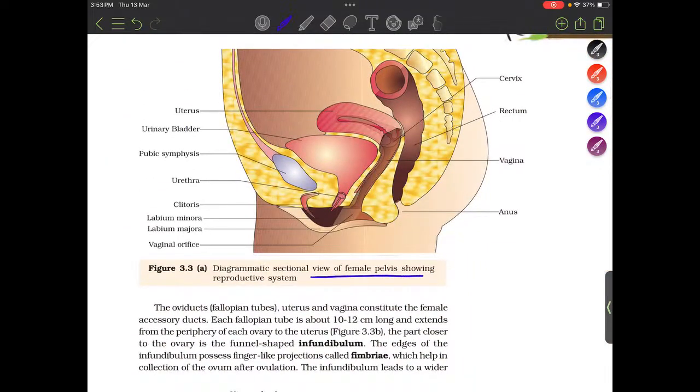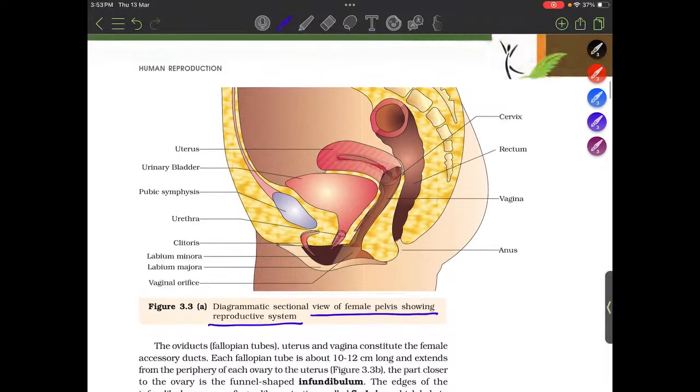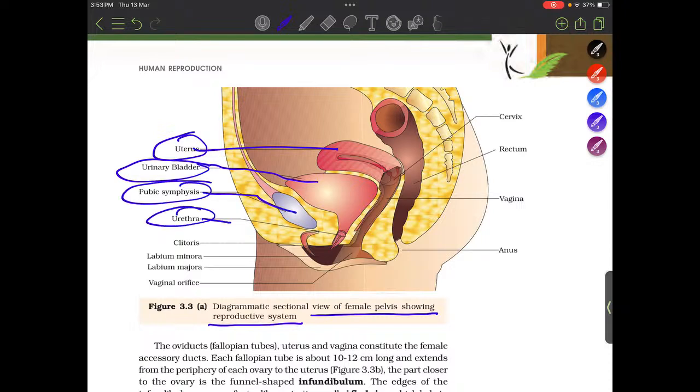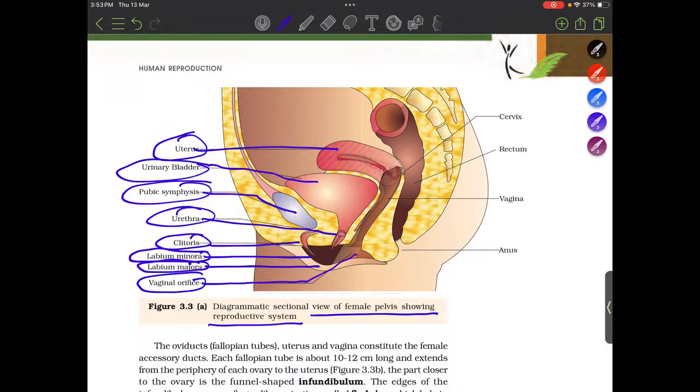Diagrammatic sectional view of the female pelvis showing the reproductive system. This is the uterus, and here is the urinary bladder. This is the pubic symphysis. This is the urethra. Here is the clitoris, and here is the labia minora. Here is the labia majora. Here is the vaginal orifice. This is the anus. This is the vagina. This is the rectum, and this is the cervix.